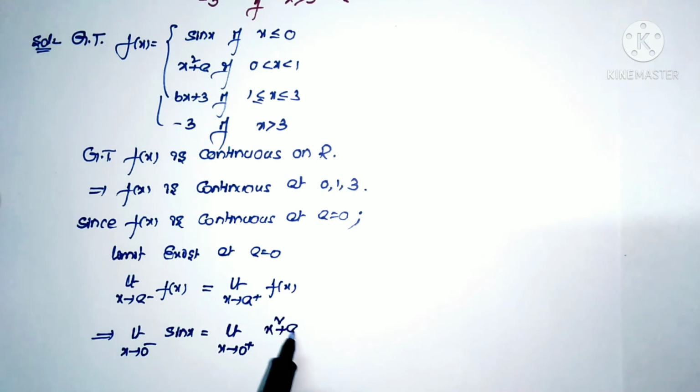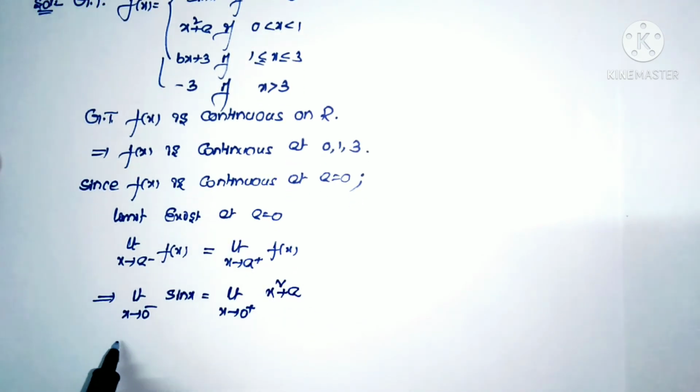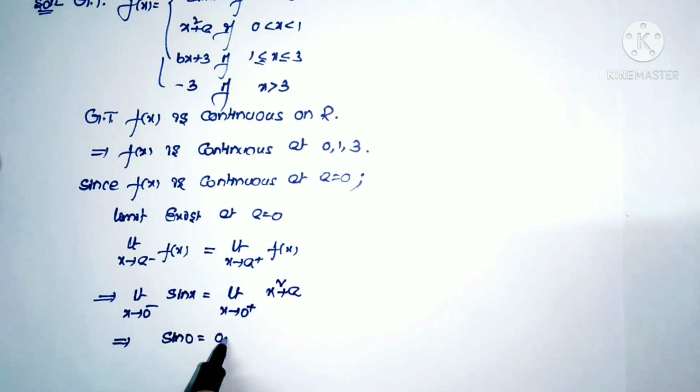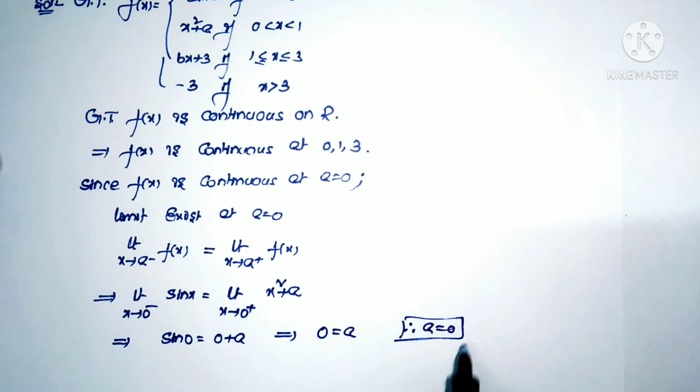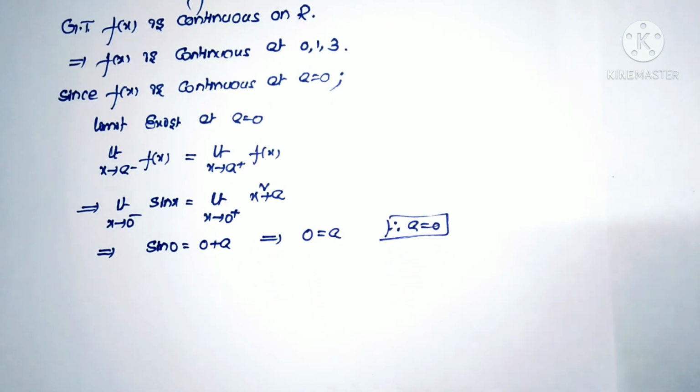Now substituting x is equal to 0 here, that is sin 0 is equal to 0 plus a. But what is the sin 0 value? 0 is equal to a. Therefore, the value of a is equal to 0. So, this is the first answer.